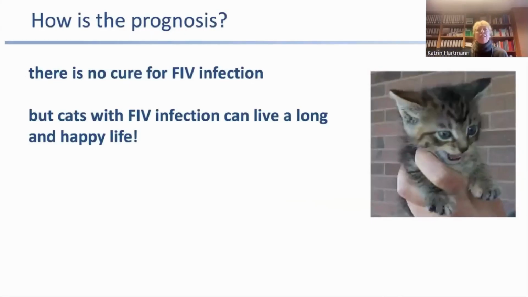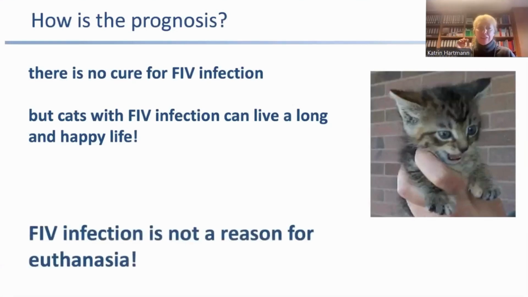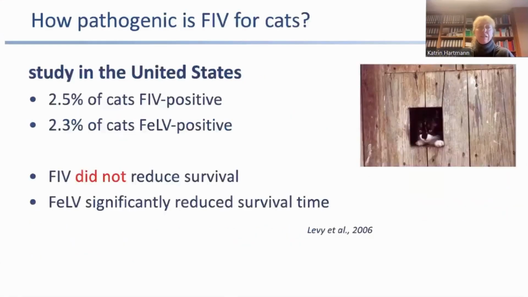So for FIV, how is the prognosis? We cannot cure FIV infection. A cat that's infected will be infected lifelong, but FIV infection is not a reason for euthanasia. Cats can live with this infection and they can live a long and happy life. And this was also shown in this study.